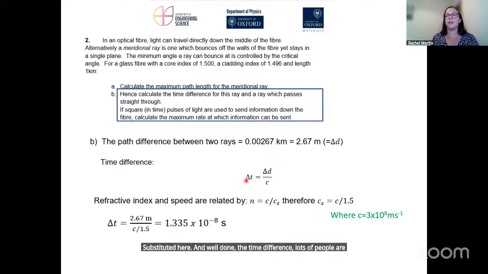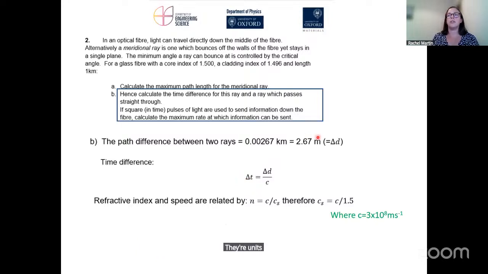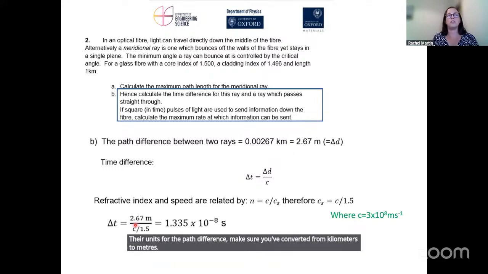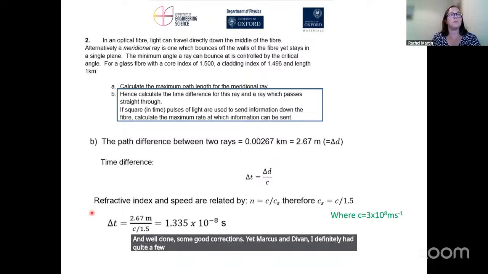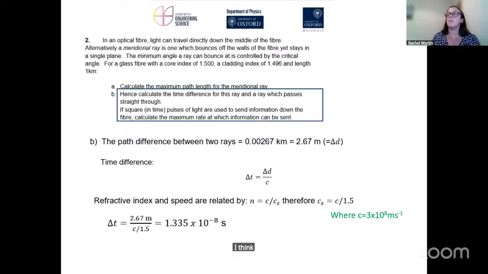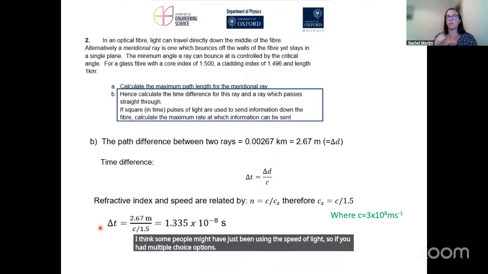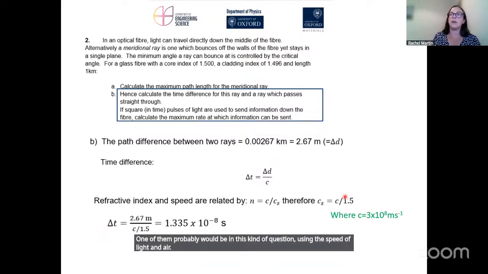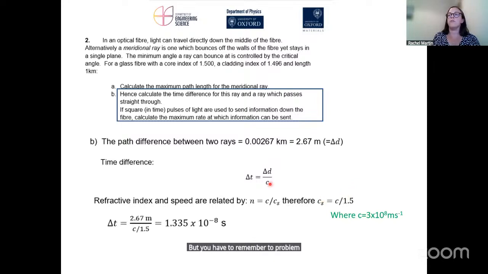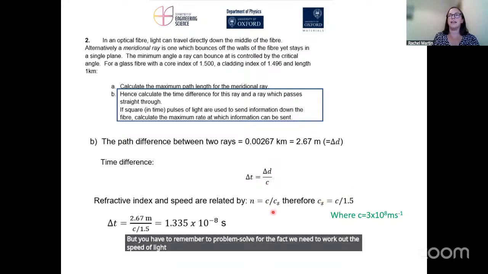Lots of people are getting the correct answer. Some people, I think, just need to check their units for the path difference. Make sure you've converted from kilometers to meters. And well done, some good corrections, Marcus and Diva, and I definitely had quite a few good answers before that. I think some people might have just been using the speed of light. If you had multiple choice options, one of them probably would use the speed of light in air. But you have to remember to problem solve for the fact we need to work out the speed of light in the core if we're looking at the time difference across the core.